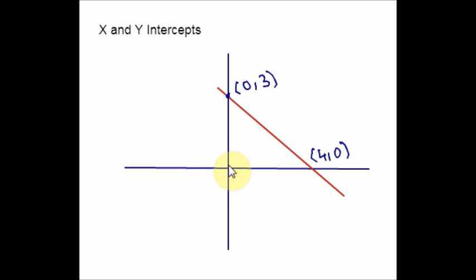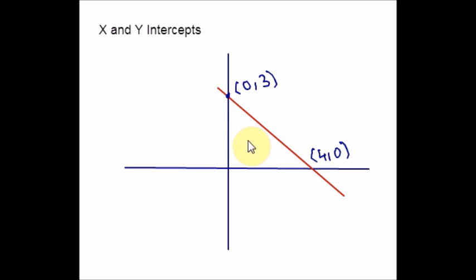So, this is the point where the x and y-intercept are the same point. Otherwise, the x-intercept and y-intercept are two different, separate points. Hope you're clear with this concept. So, to determine the x-intercept, we set y equal to 0 and solve for x. Similarly, to determine the y-intercept, we set x equal to 0 and solve for y.